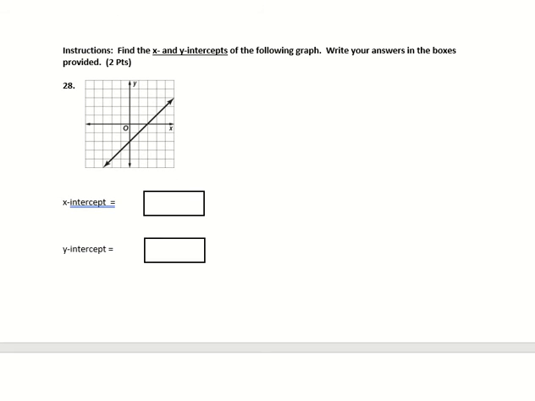Instructions. Find the x and y intercepts of the following graph. Write your answers in the boxes provided. So the graph of the equation is shown. Then we have a box for the x-intercept, followed by a box for the y-intercept.